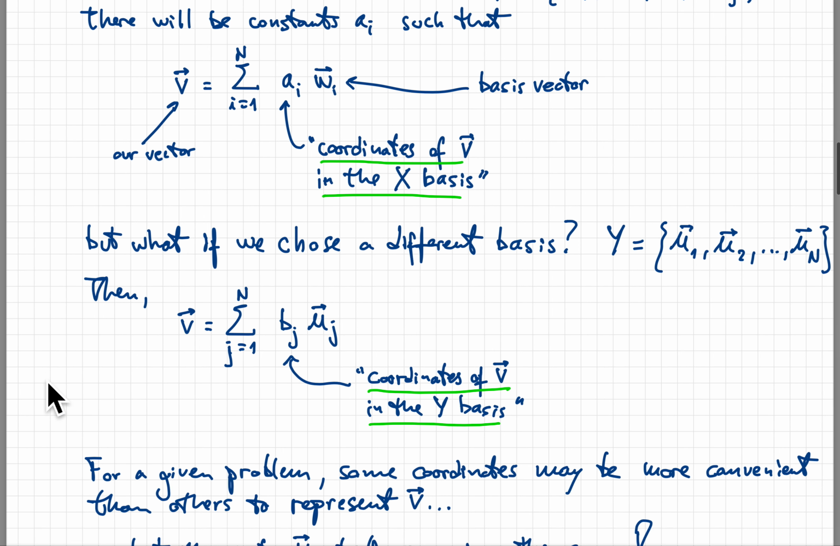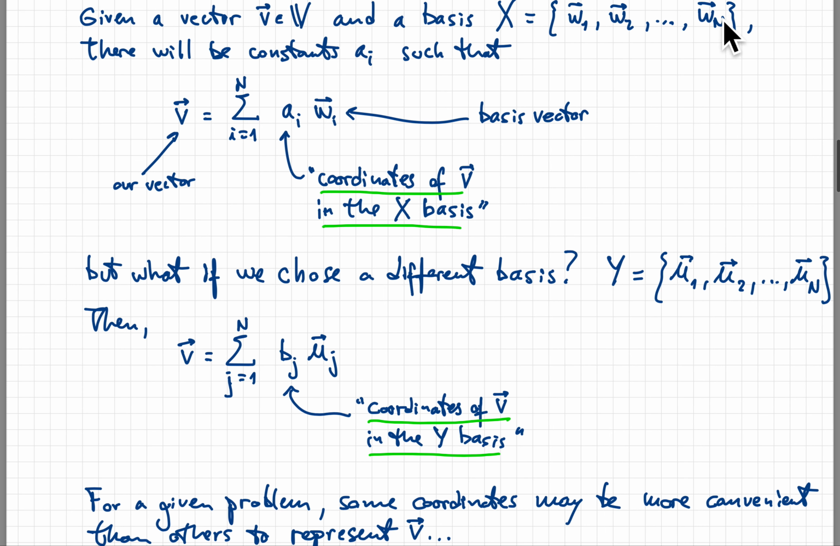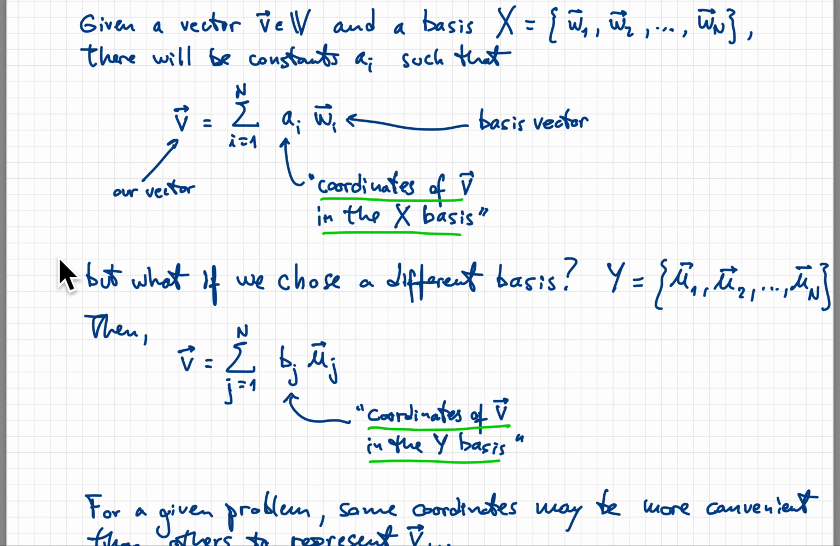And so for a given problem, some coordinates may be more convenient than other coordinates to represent the vector v. We may want a basis that is nice and orthogonal or orthonormal, and that could be the basis y, for example. And so we may like that basis better than a non-orthogonal basis, which could be our basis x here. And so it is useful to know how to change from one set of coordinates to another set of coordinates. That is what we call a change of basis. So from the basis x to the basis y, and maybe vice versa. We may want to be able to go back and forth from one basis to another basis as a matter of convenience.